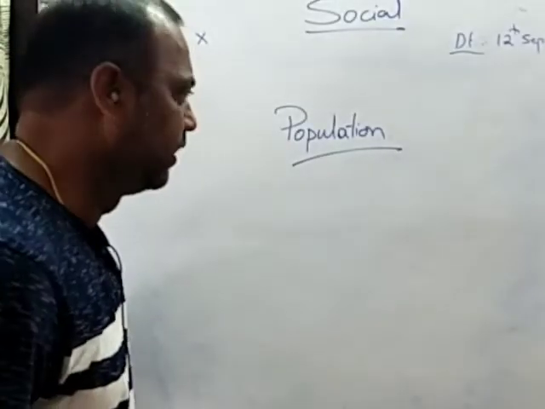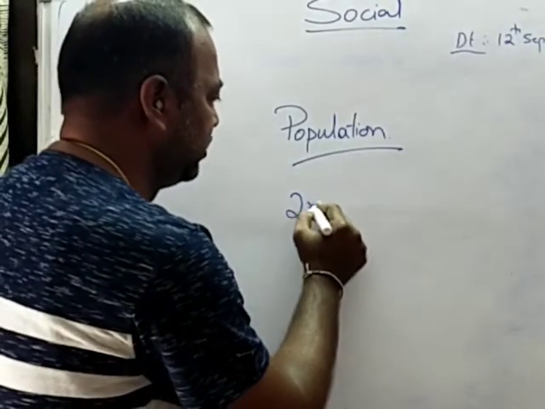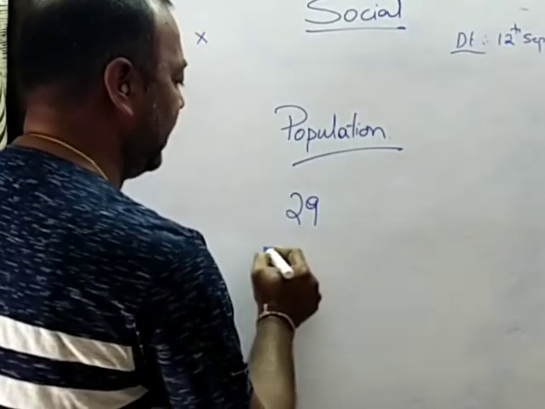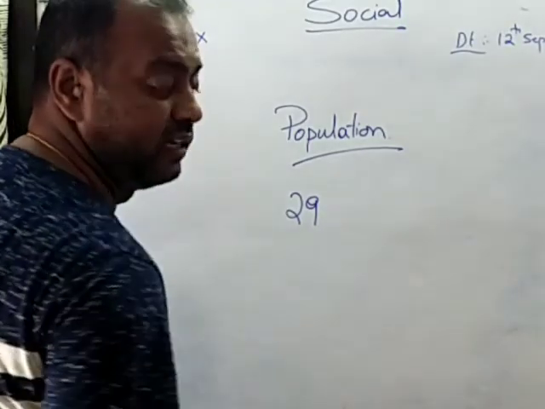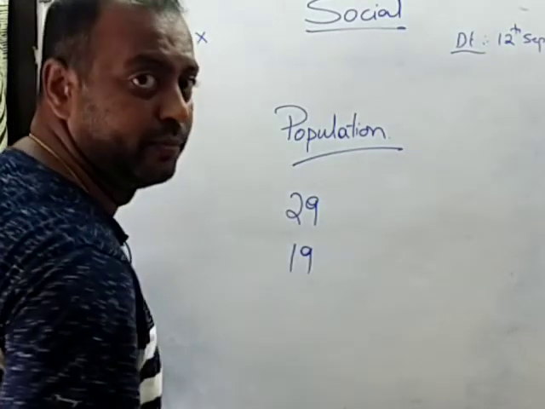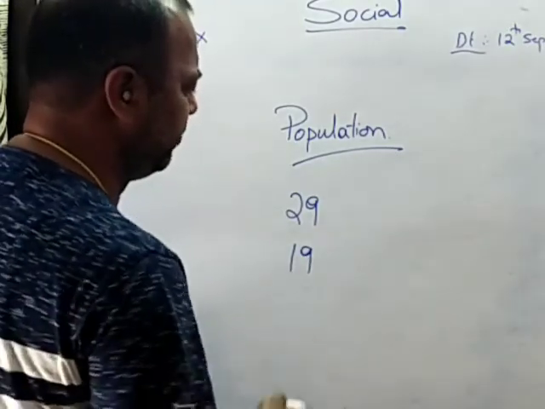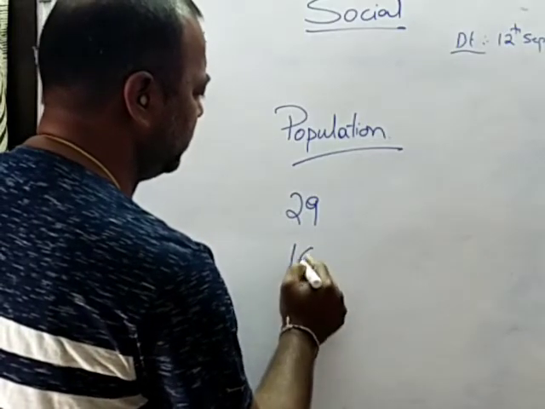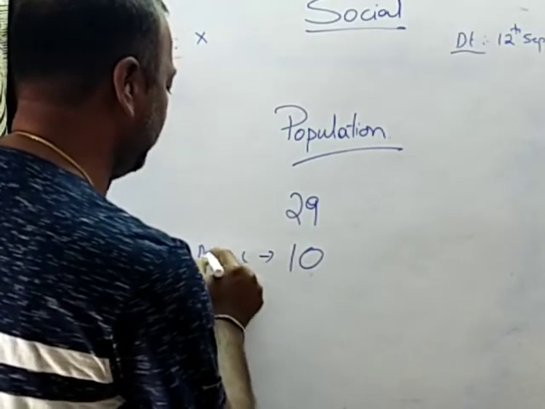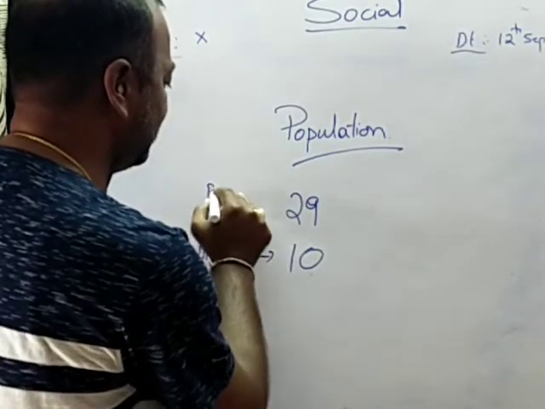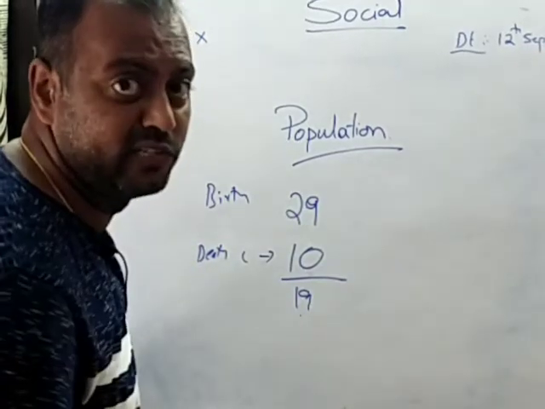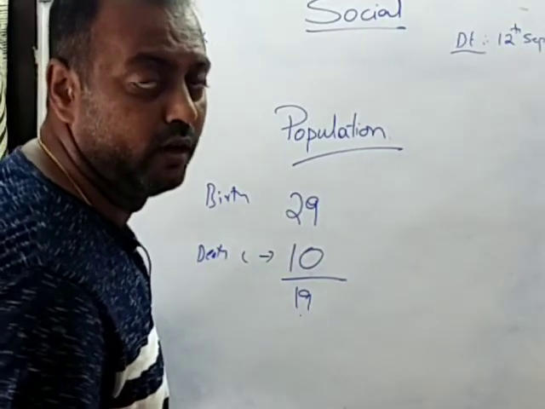Shall I recapitulate? Let us imagine there are 29 children who are born for every 1000, and let us imagine some 10 people died. Then you remove these deaths from the births, and you will arrive at 19. This 19 is a number which has increased per every 1000.